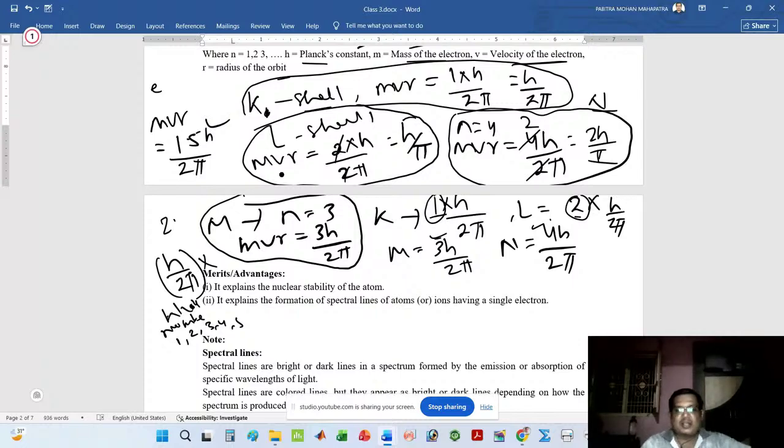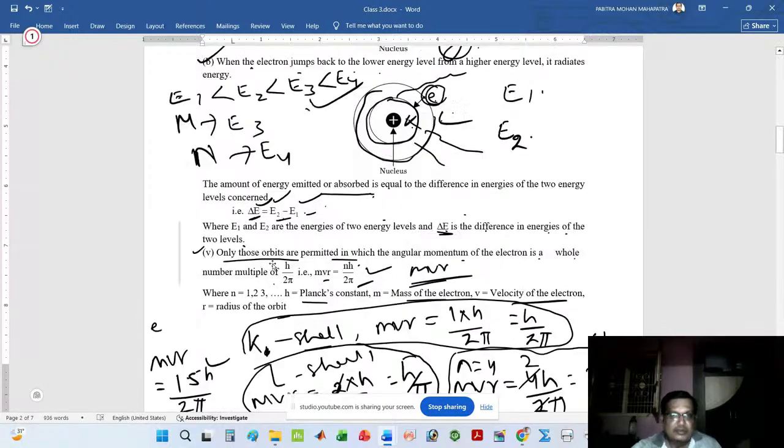The angular momentum must be the multiplication of a whole number and h by 2 pi. The whole number may be 1, 2, 3, 4, 5, 6, 7, 8, 9, like this, but it cannot be 1.5, 1.1, or 2.1. If an electron has angular momentum 1.5 h by 2 pi, then it is not present. The electron has no particular orbit.